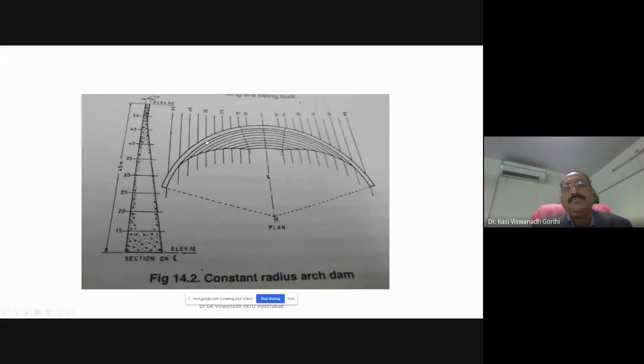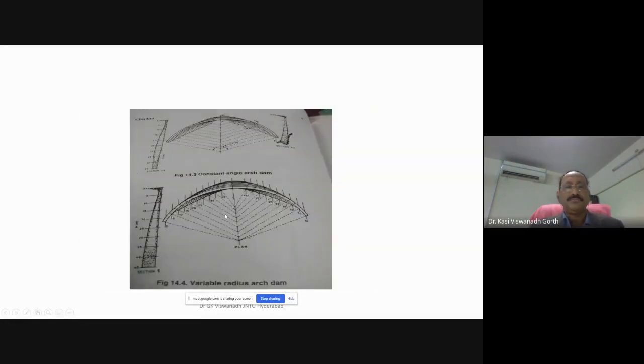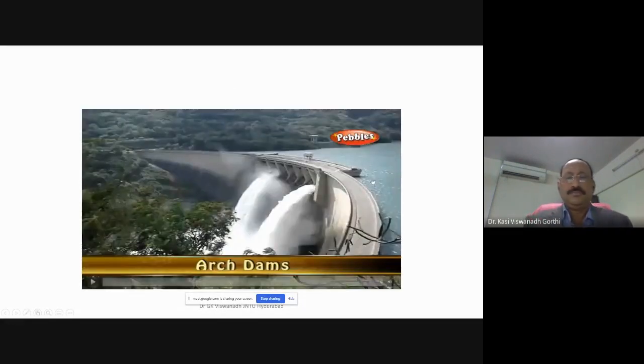So the arch dam section, in the top view, may appear like this. This is the arch action. So this is the arch dam, a small video.